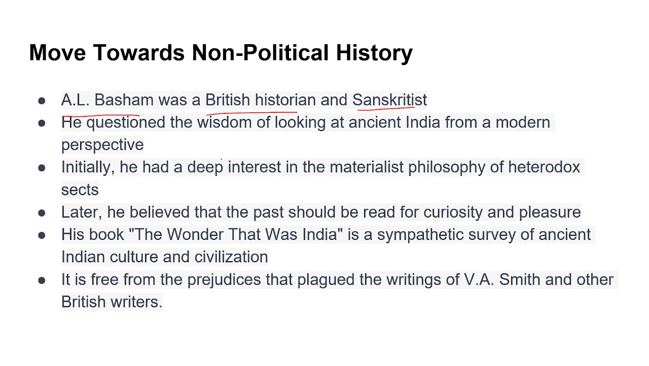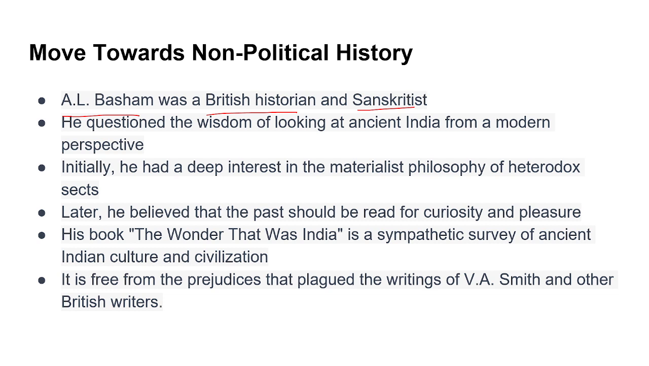So he questioned the wisdom of looking at ancient India from a modern perspective. हम question किए, जहां पे देखिए आप एक phase को छोड़ रहे हैं, अब उसी से ही we are moving to another phase. So here you can see that ancient Indians from a modern perspective he wanted to see, he questioned that. So initially he had a deep interest in the materialist philosophy of heterodox sects. Later he believed that the past should be read for curiosity and pleasure.